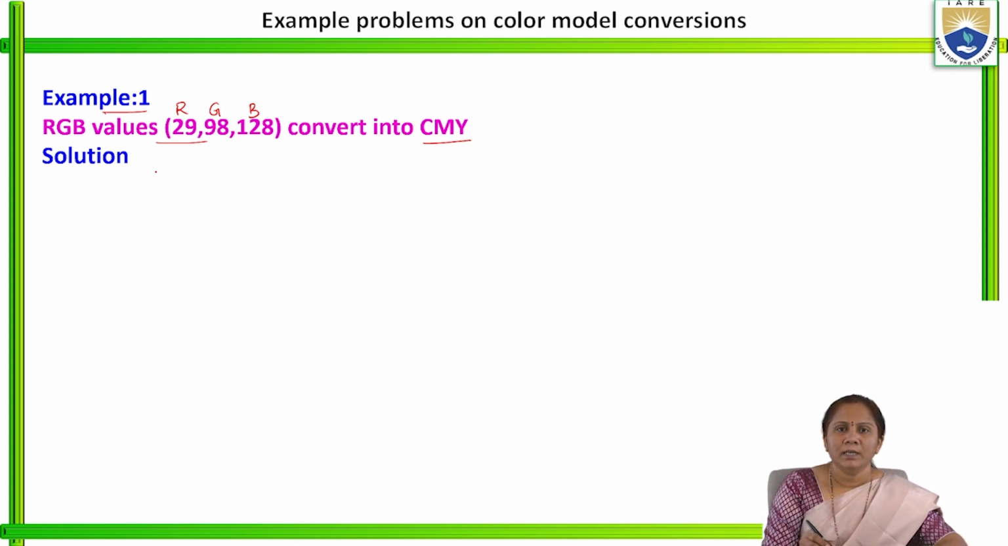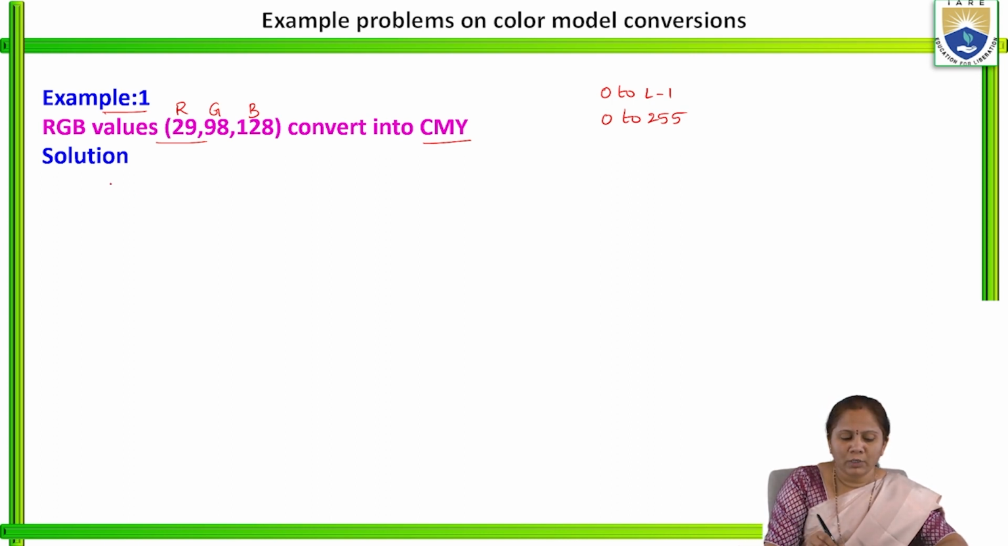Now, first we have to do the normalization for these given RGB values. So the intensity of the color will be ranging from 0 to L minus 1, that is from 0 to 255. In order to normalize each color component, we have to divide each value by 255. Then we will get the normalized values of RGB. Then those values we have to use in order to convert to CMY.